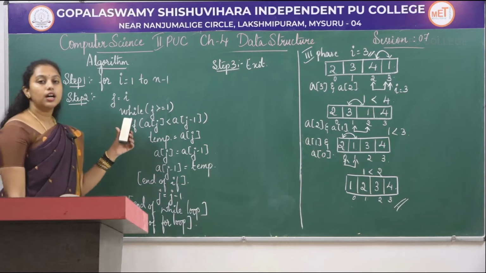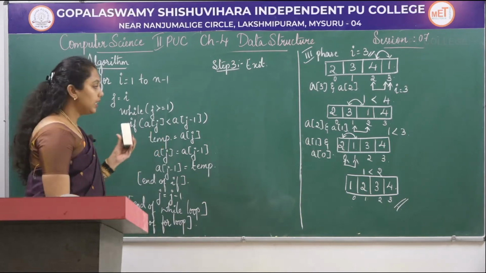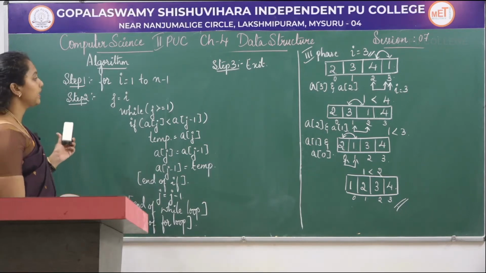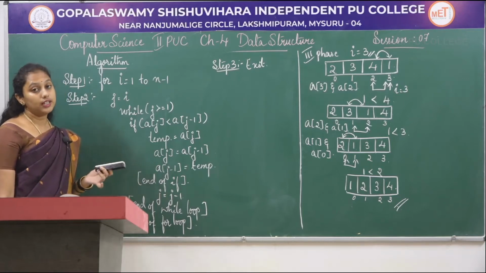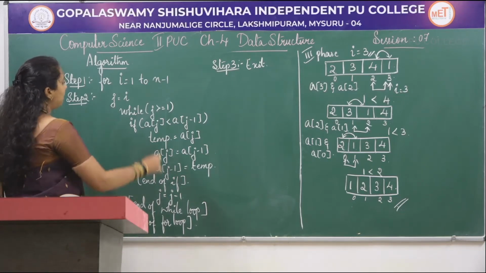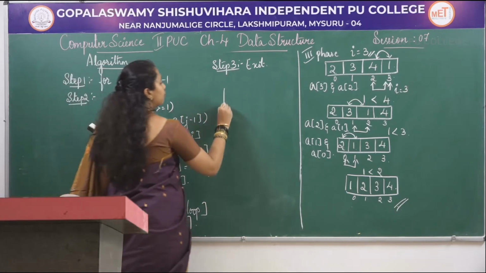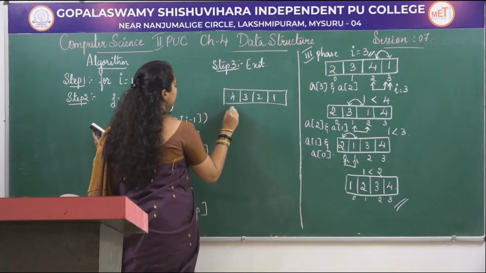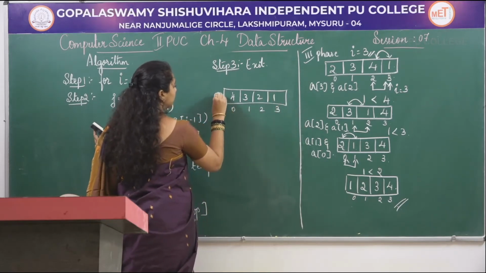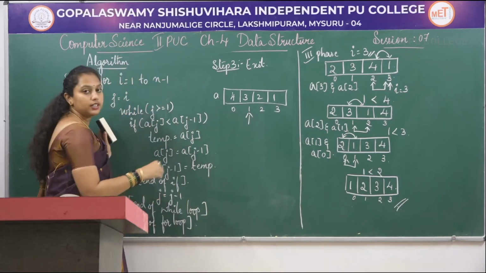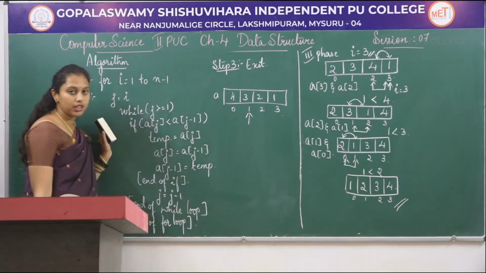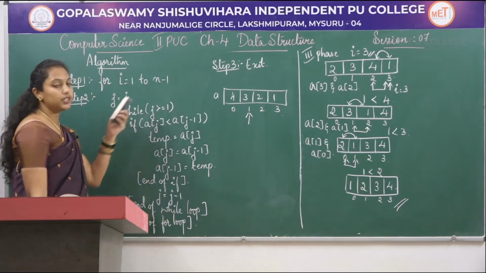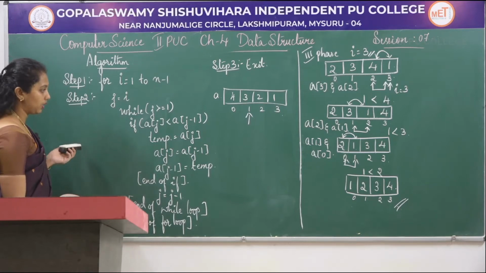A is an array with n unsorted elements. So the comparison starts from the first position. From the first position till the last element of the array, we are going to compare the array elements, right? So for I is equal to 1 to n minus 1.